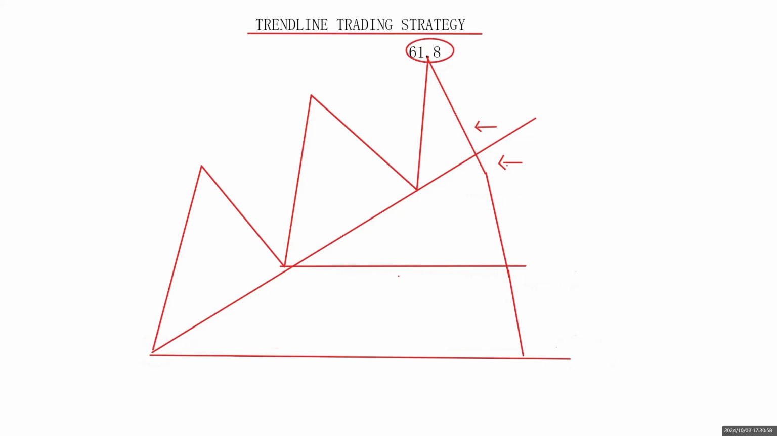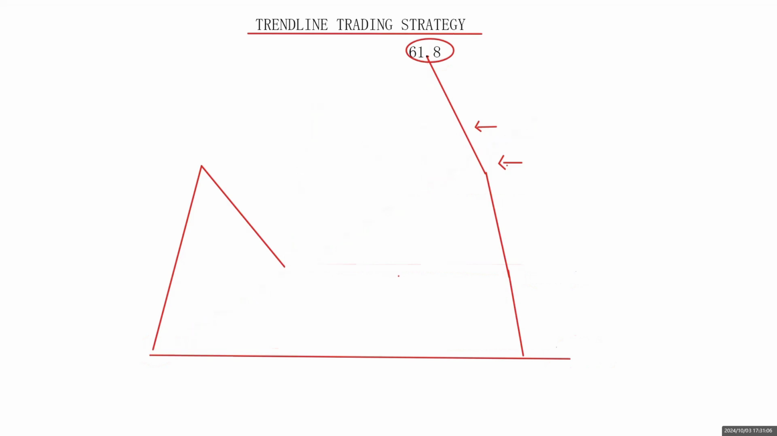Okay, so this is it when it comes to a break of the trend line, in this case an ascending trend line. And now we are going to do an example of the same thing happening in a descending trend line. So let's go over that.